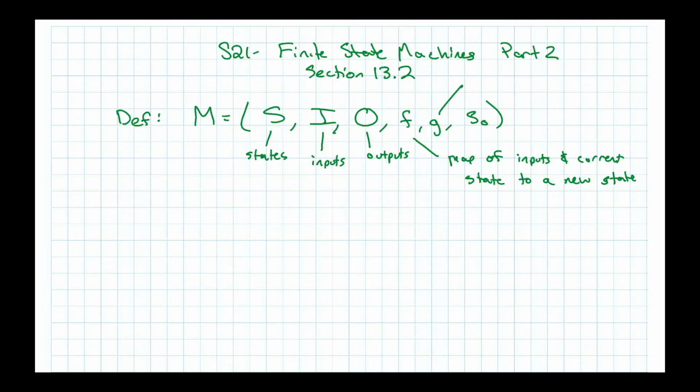You have G, which is the same. Hold on, I'm going to copy it, duplicate. So G is a map of the inputs and current state to an output, which may be nothing. And then you've got S0, which is your starting state.